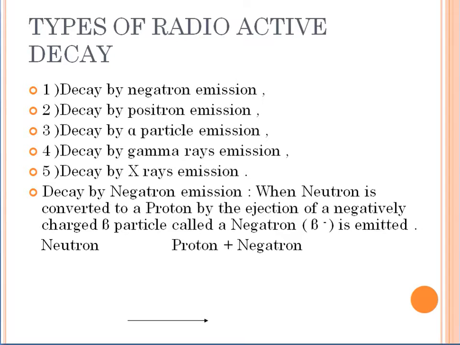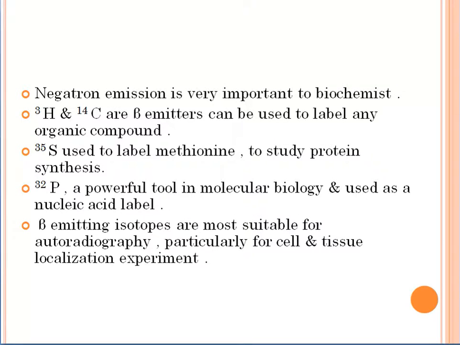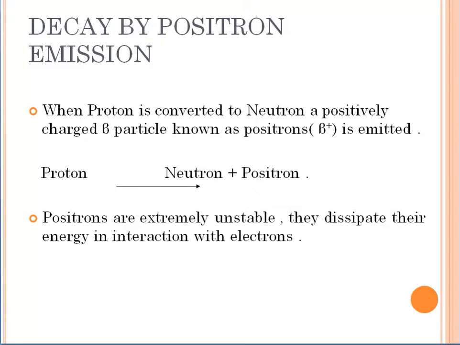Also gamma ray emission and X-ray emission. Decay by negatron emission occurs when a neutron is converted to a proton by the ejection of a negatively charged beta particle called a negatron. The neutron becomes a proton and a negatron.